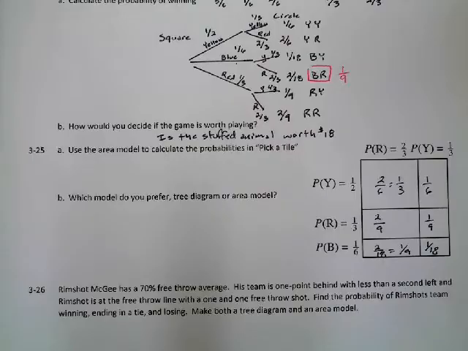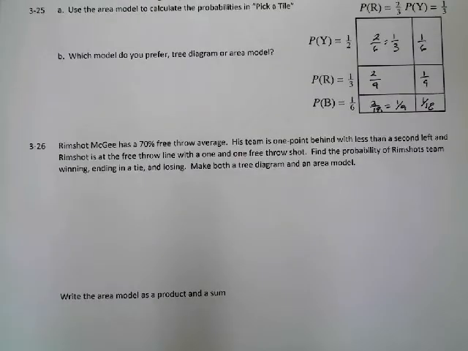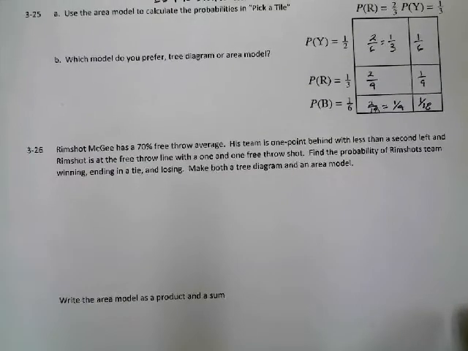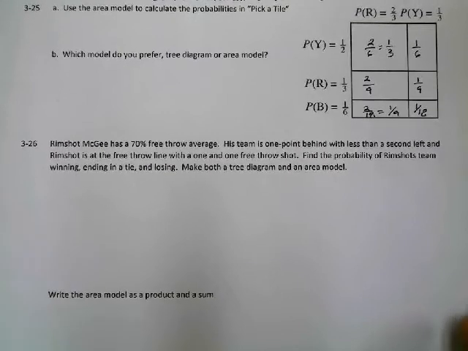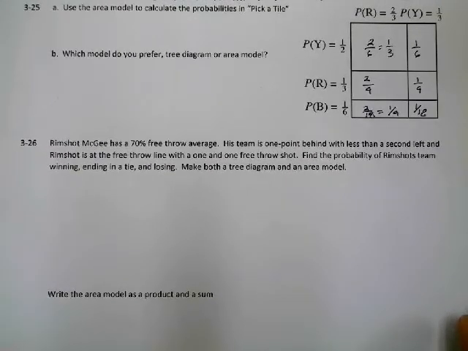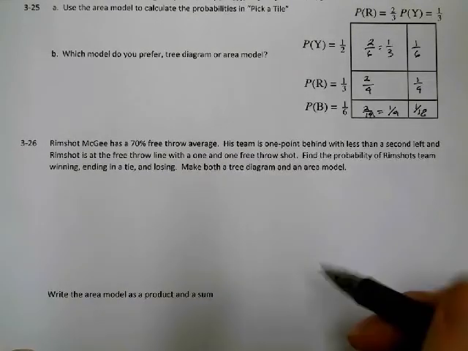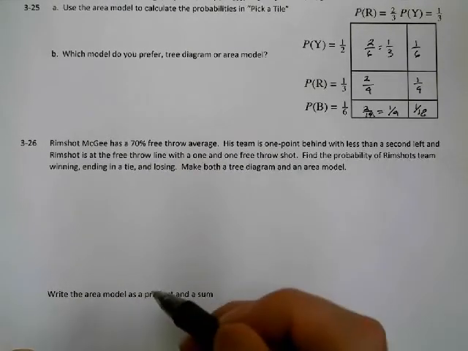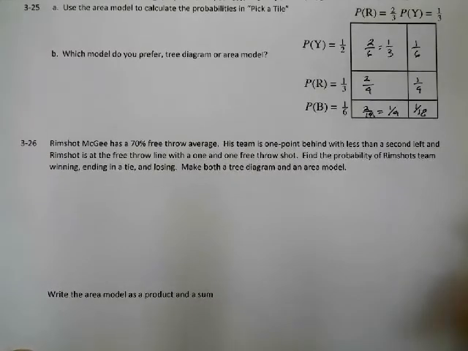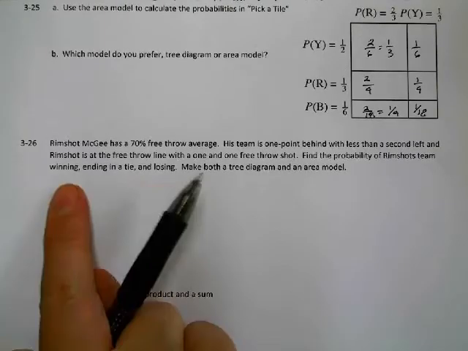All right, next one. Rimshot McGee. That has to be a real person. Has a 70% free throw average. His team is 1 point behind with less than a second left, and Rimshot is at the free throw line with a 1-and-1 free throw shot. Okay, so 1-and-1 means if you make the first one, you can shoot for the second one. If you miss the first one, you don't get a second shot. All right, so find the probability of Rimshot's team winning, ending in a tie, and losing.